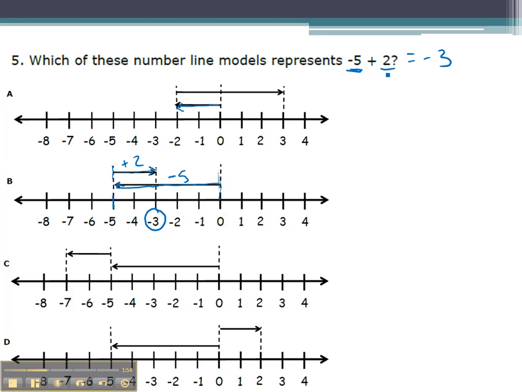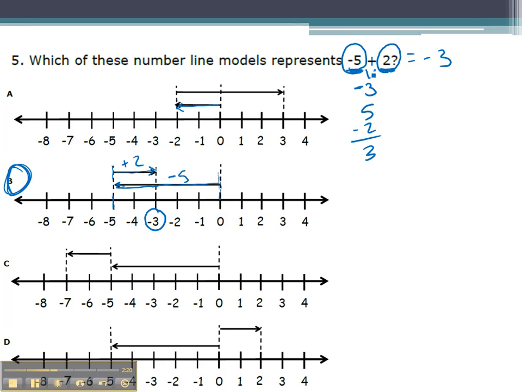So let's just make sure that that's what this sum would really be. Remember, for adding integers, we ask ourselves, are the signs the same or different? They're different, so we find the difference. 5 minus 2 is 3. And then would it be -3? Well, yeah, it would, because -5 has greater absolute value than +2. -5 is farther from the origin than +2, so that is -3. So everything about model B checks out.